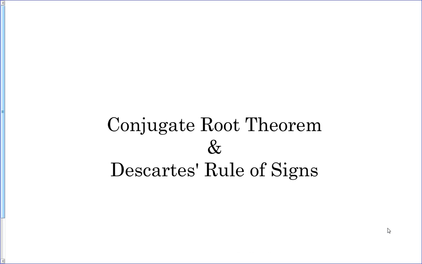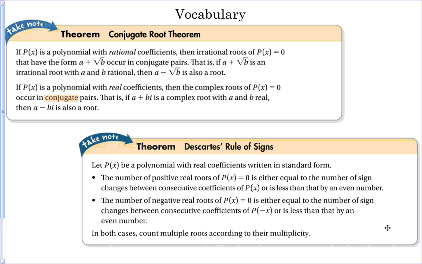Alright, so in this video, we're going over the conjugate root theorem and Descartes' rule of signs. Here's your vocab. I copied these out of the book because I thought they were nice. It says conjugate root theorem.